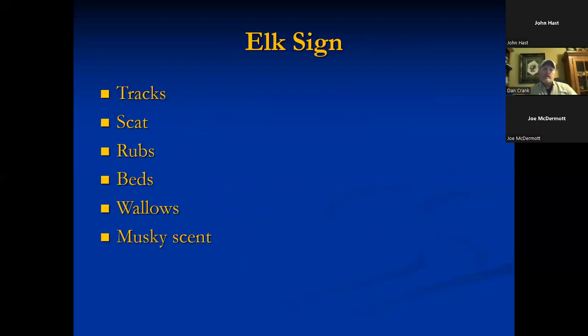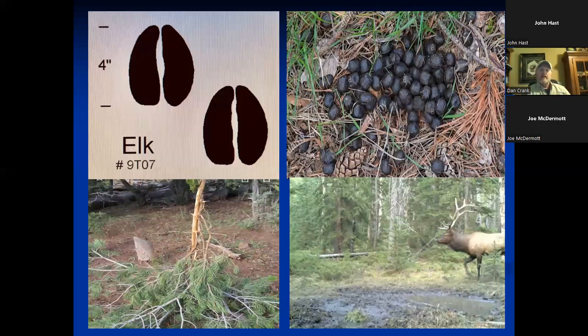Okay, we'll move into some elk sign. So what are you looking for when you go out there in the woods? We're going to cover a little bit about tracks. We'll talk about scat, rubs, beds and bedding areas, wallows, and that famous musky elk scent that you're going to smell if you get out into the elk woods. So let's look at some sign here.